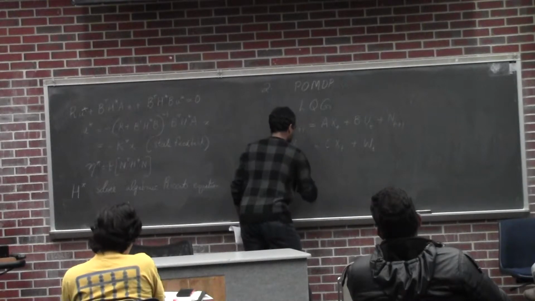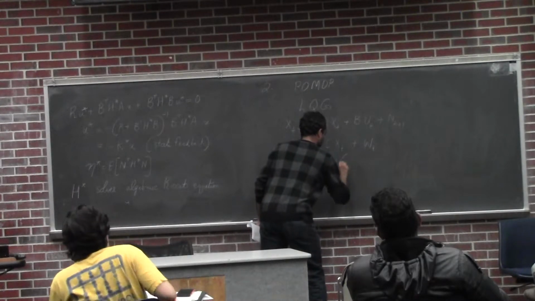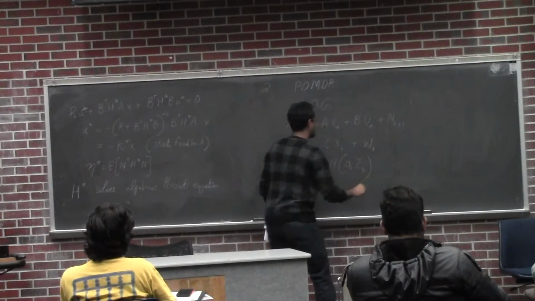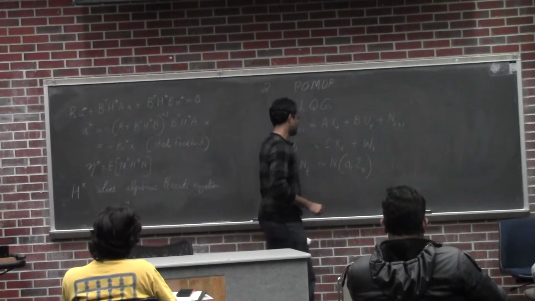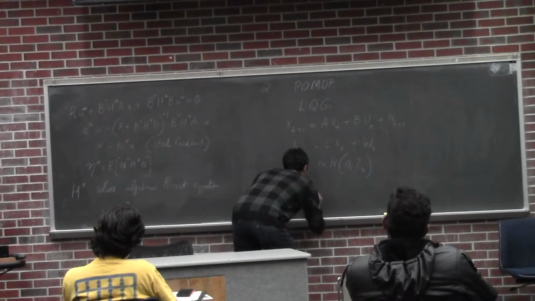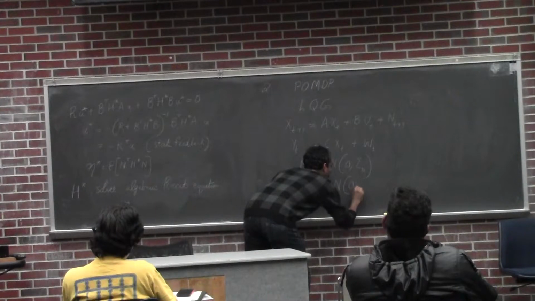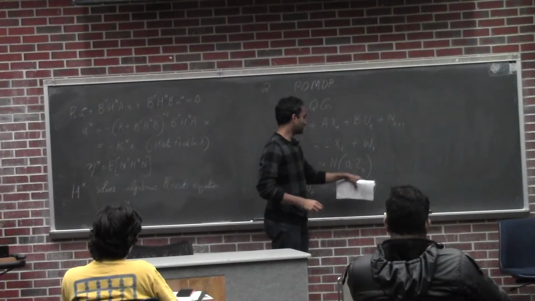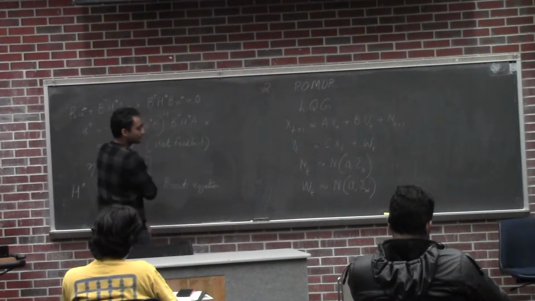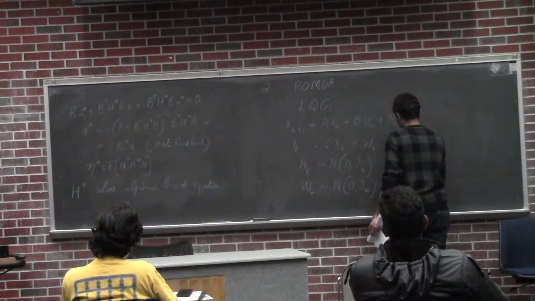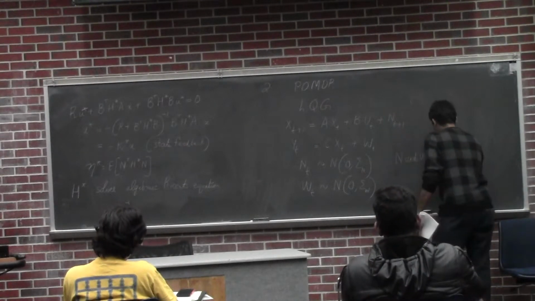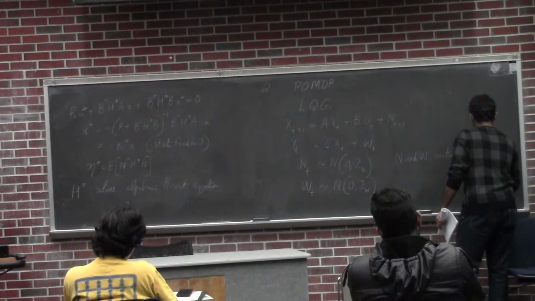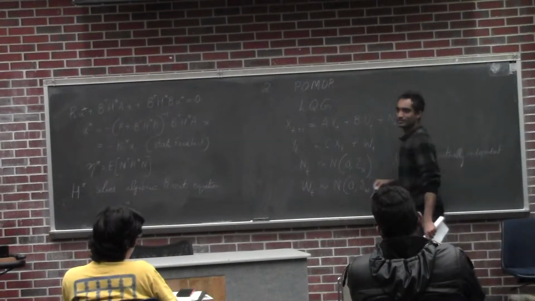And so N_t is distributed as a Gaussian with zero mean and covariance sigma N. W is again another Gaussian with zero mean and covariance sigma W. And we assume that N and W are mutually independent.